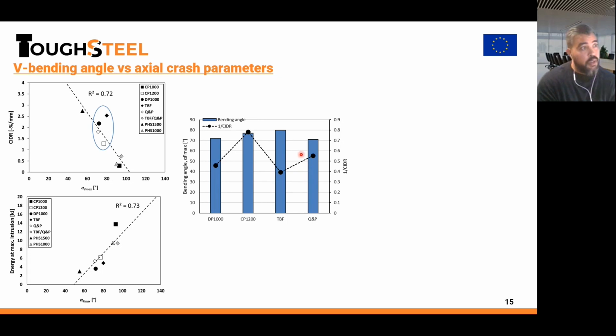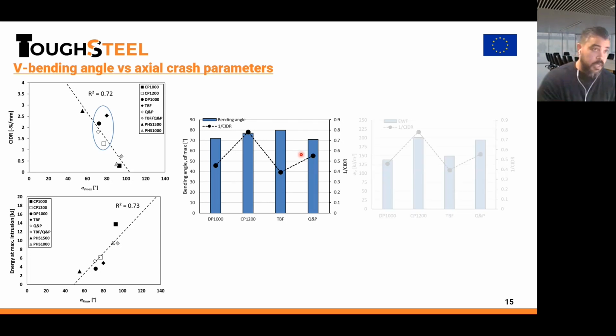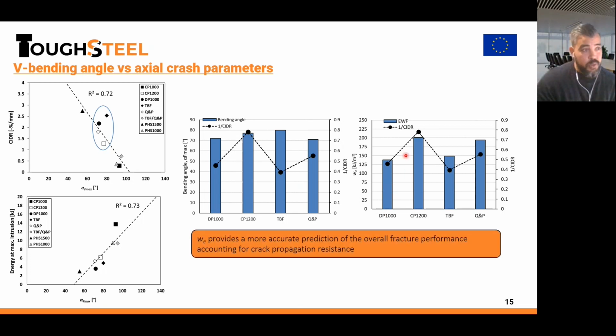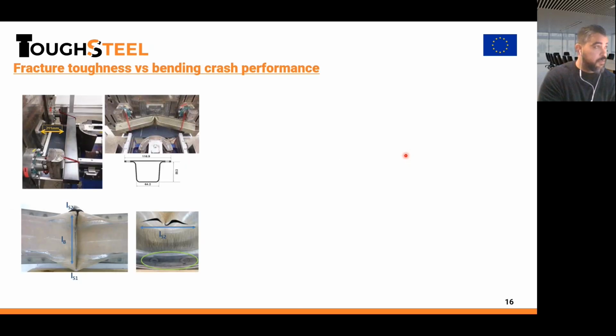So it is clear here we are missing an important part of the overall fracture behavior of this kind of steels. However, when we compare the same values but with this specific work of fracture, presented by these blue bars, here instead of the bending angle we now have the specific essential work of fracture. We can see that this parameter provides a more accurate description, or prediction, of the overall fracture performance, which also accounts for the crack propagation resistance. Okay, this is what the results are for axial impact performance, these axial performance parameters.